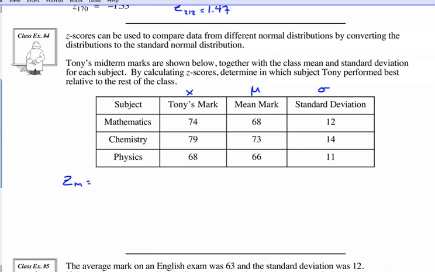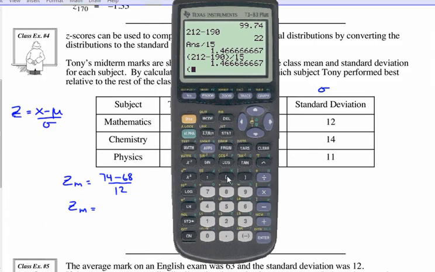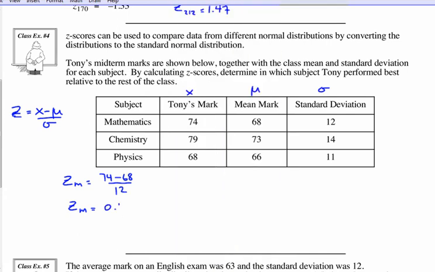So remember our formula is x minus our mean, score minus our mean over standard deviation. So for math, our score is 74 minus my mean of 68 all over 12. So in our calculators, 74 minus 68 divided by 12 is 0.5. So he's 0.5 standard deviations above the mean.